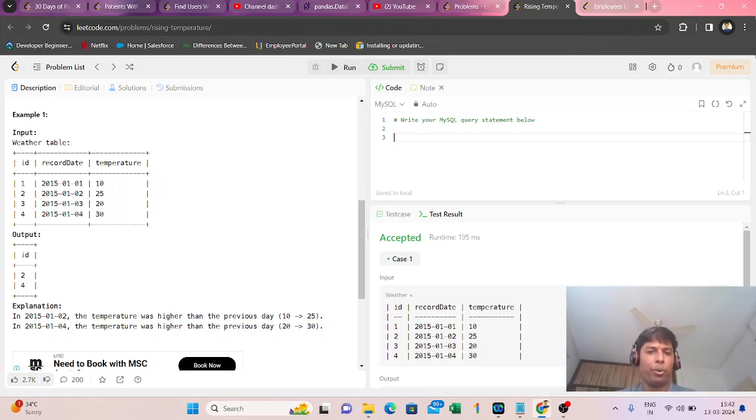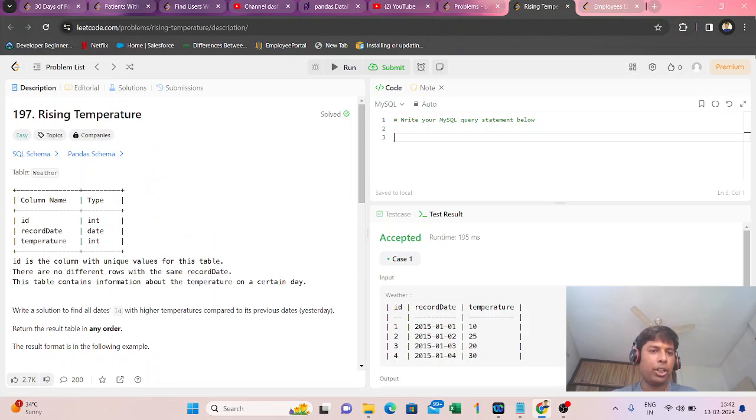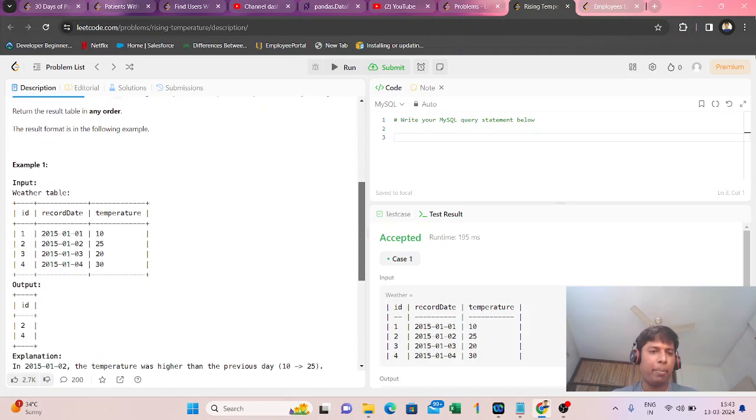Our next SQL problem is rising temperature. This problem has one table with three columns: ID, record date, and temperature. We have to write a solution to find all the date IDs with higher temperature compared to the previous date, meaning yesterday. Return the result table in any order. Let us quickly go to the example.